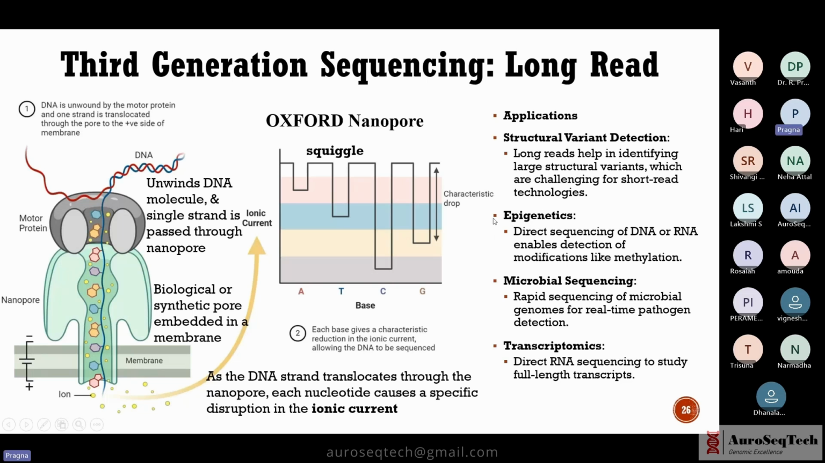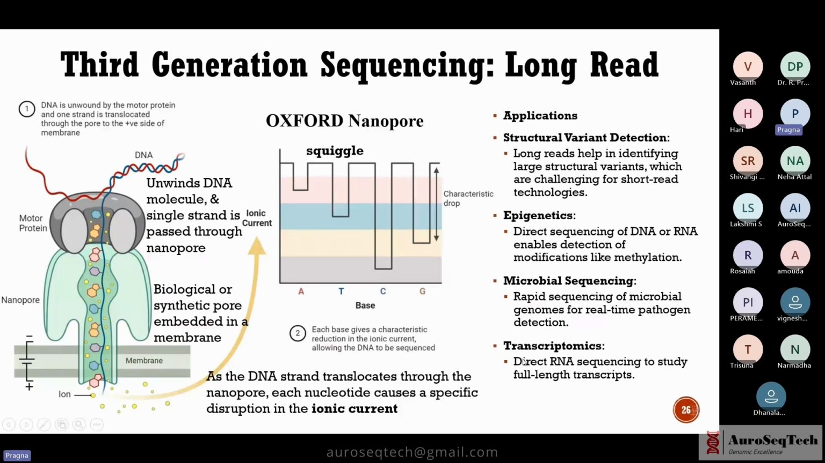Then epigenetics. As I told you, this is direct sequencing of DNA and RNA. So if a DNA or RNA has a methylated base, for example 5-methylcytosine or whatever, that can be recognized using the nanopore, but it is difficult with other platforms. And we must have heard during COVID that the nanopore was put to most use. It does rapid sequencing of microbial genomes and any virus genome, so for real-time pathogen detection.